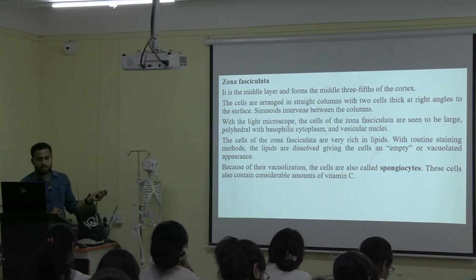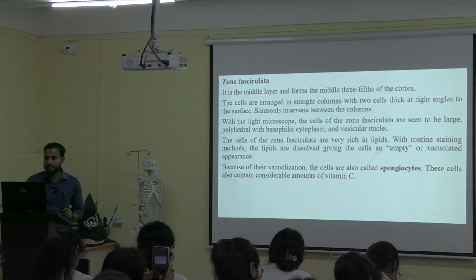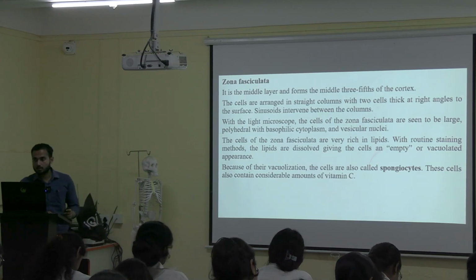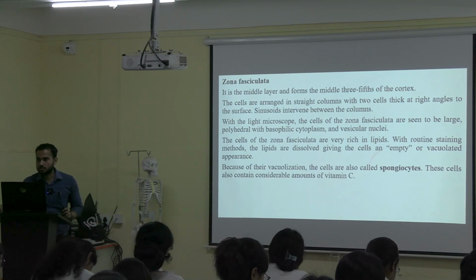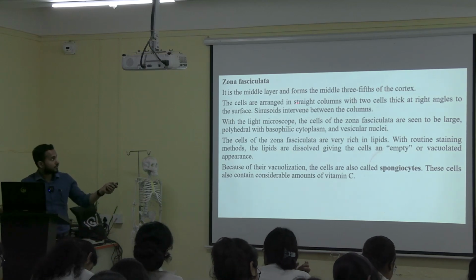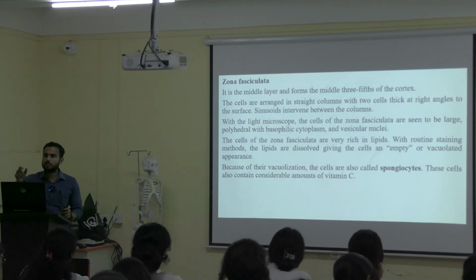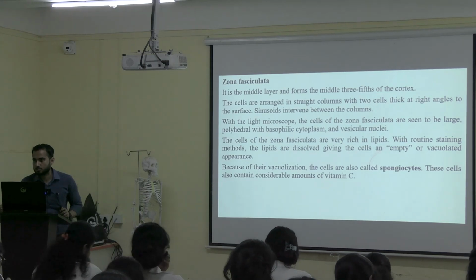Next is the zona fasciculata, the middle layer, which is the largest one, occupying the middle 3/5 of the cortex. In the zona fasciculata, the cells are arranged in the form of straight columns, two cells thick. That means two layers of cells form a straight column, and the spaces in between the columns are occupied by sinusoids.